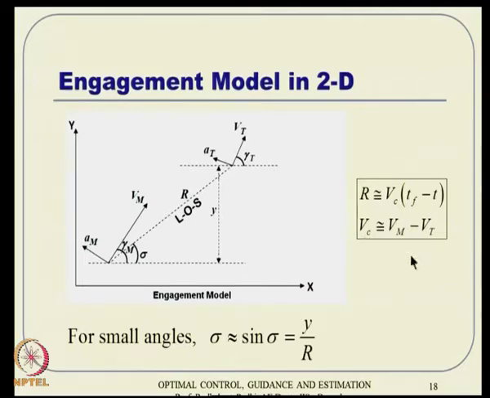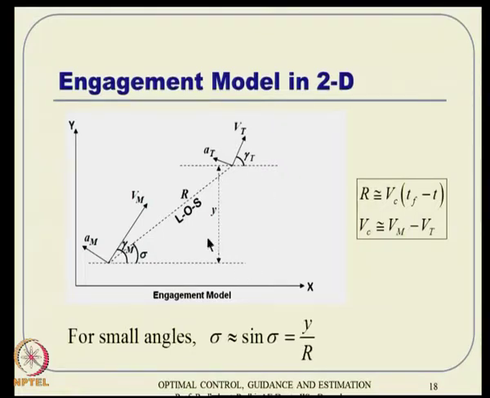It again depends on what definition you have. If you have Vt minus Vm, there will be a sign change in the guidance law later. Vc is the velocity component along LOS. So that is the typical geometry and the concepts used in missile guidance.